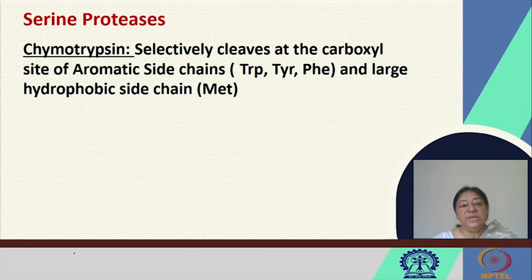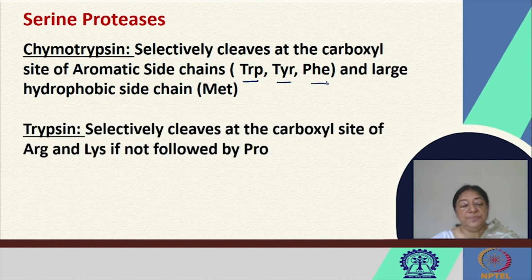Now the serine proteases, that is the chymotrypsin, as like any other enzyme, has substrate specificity. The substrate specificity in terms of chymotrypsin is that it cleaves selectively at the carboxyl side of aromatic side chains. So we have tryptophan, tyrosine, and phenylalanine. So chymotrypsin has the capability of cleavage at the carboxyl end of the aromatic residues.